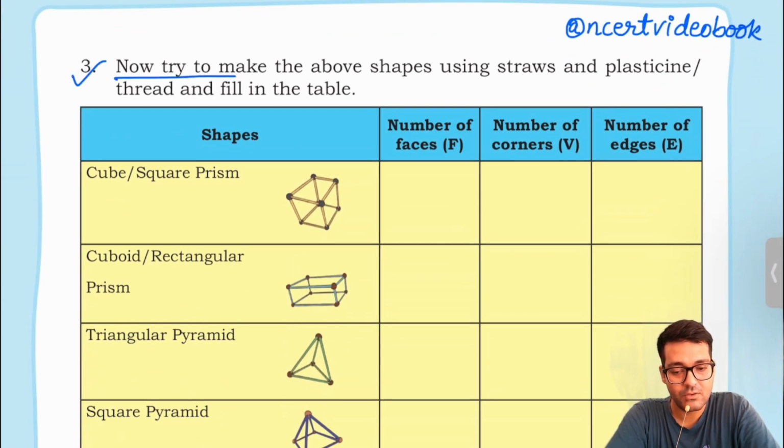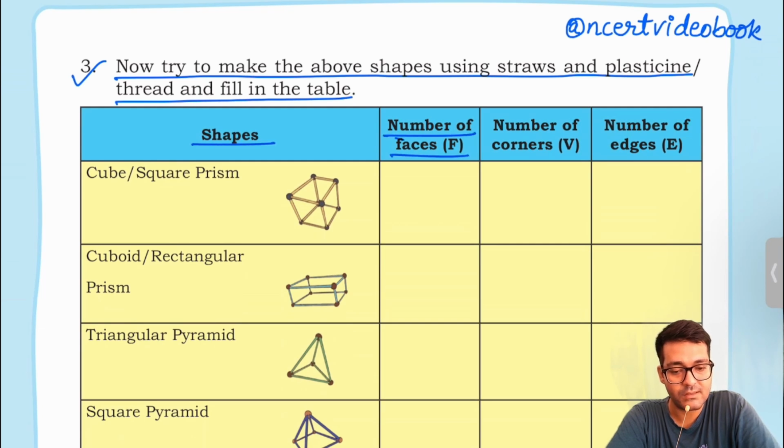Now try to make the above shapes using straws and plasticine or thread and fill in the table. Shapes. Number of faces shown by capital F. Number of corners or vertices shown by capital V. Number of edges shown by capital E.